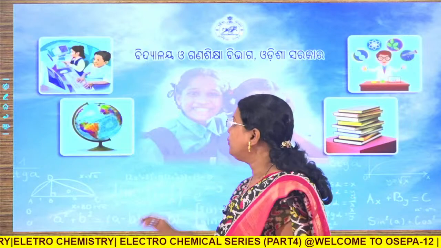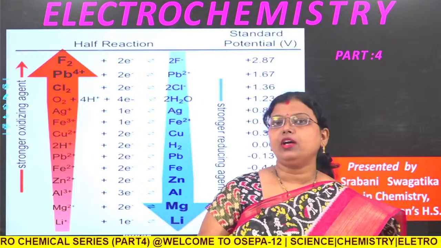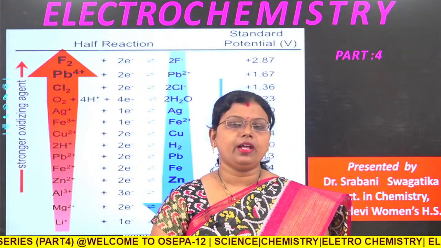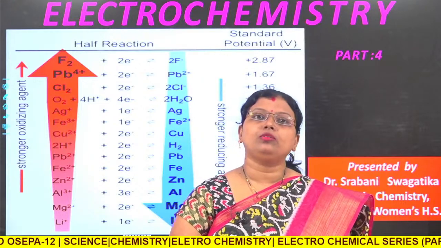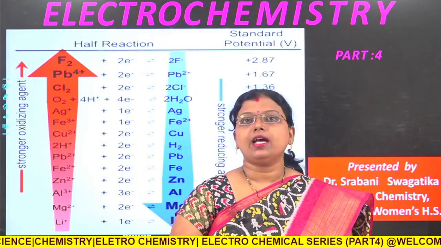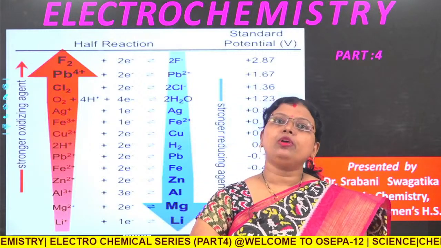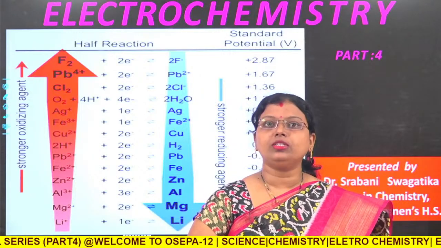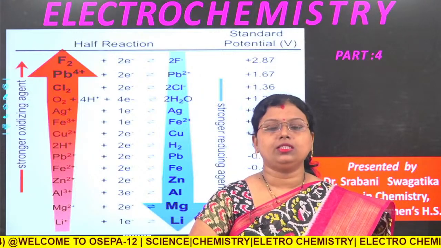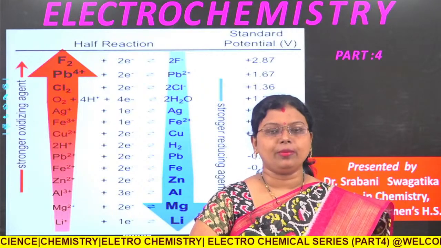The fourth class of electrochemistry. So, last class what have we discussed? We have discussed the standard hydrogen electrode, and that hydrogen electrode was used to measure the standard electrode potential of any electrode. So, today we will discuss how the electrode potential of an electrode is determined by using the SHE, and then we will switch over to the electrochemical series.